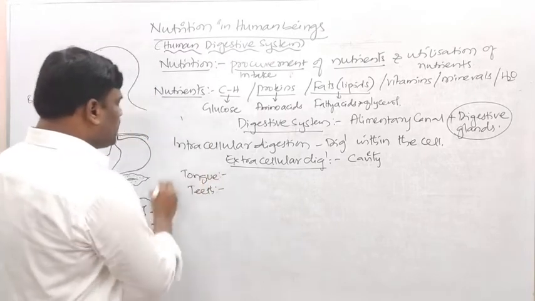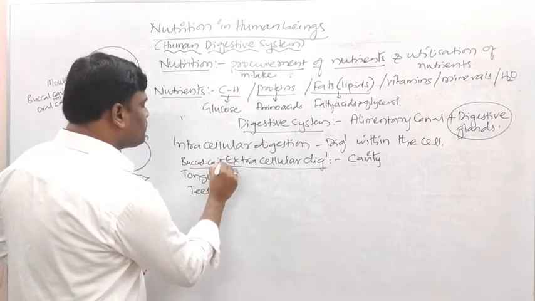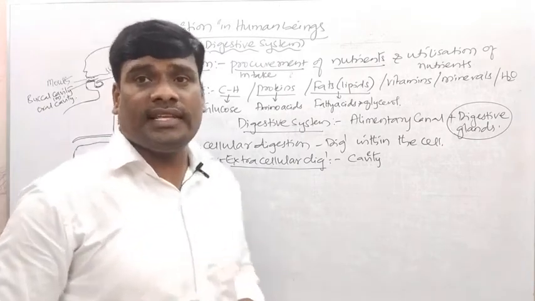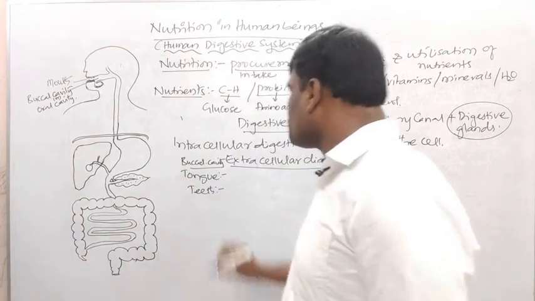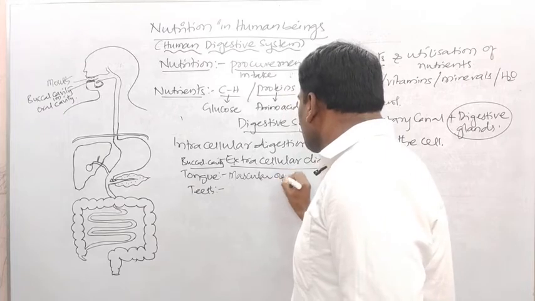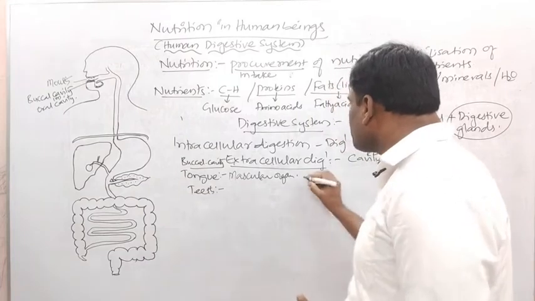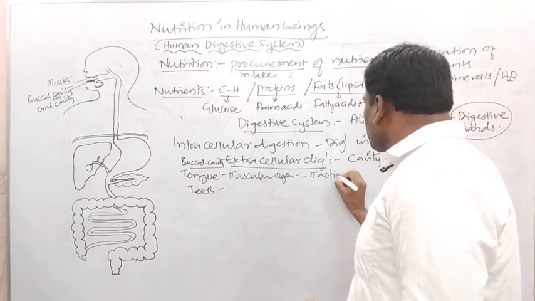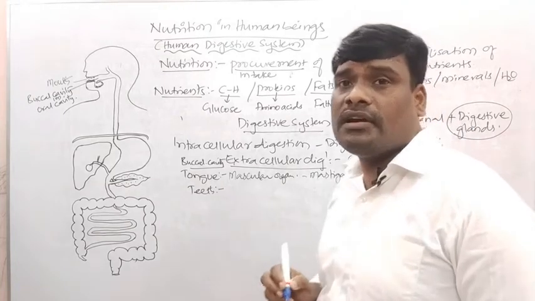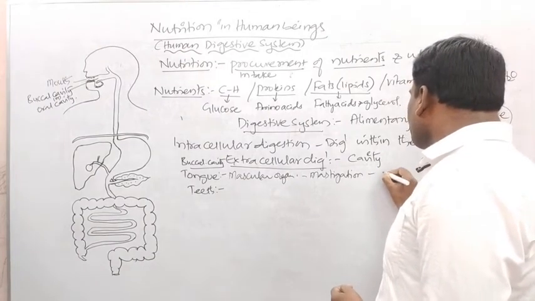Isn't it? So in the buccal cavity, children, what is seen? There are two structures seen: one is tongue and another one is teeth. If you observe this tongue, children, the tongue is a muscular organ. So what is the use of this tongue? The tongue helps in mastication. Mastication means what, children? Chewing the food.